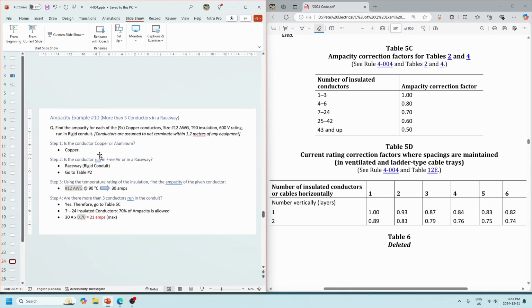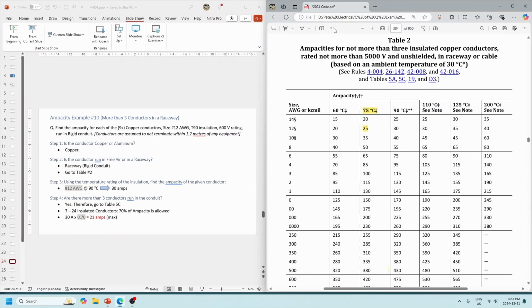So what do we got? We got copper conductors. We're in rigid conduit, so in a raceway. We're at table 2. We're in the 90 degree column here. So let's go to there. Table 2. Let's get rid of this. Okay, 90 degree column. What size? We're looking at number 12s. Number 12s are good for 30 amps. But we have how many? We got 9 conductors in the conduit.